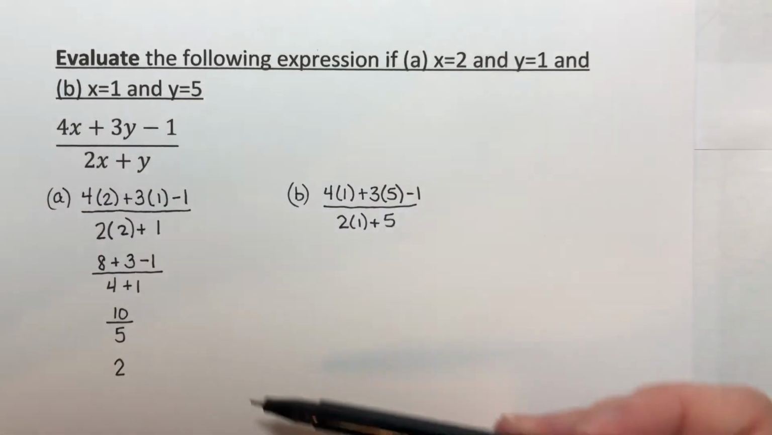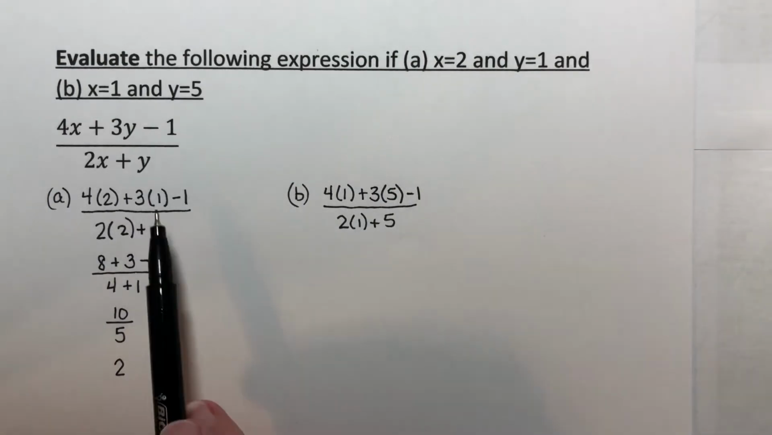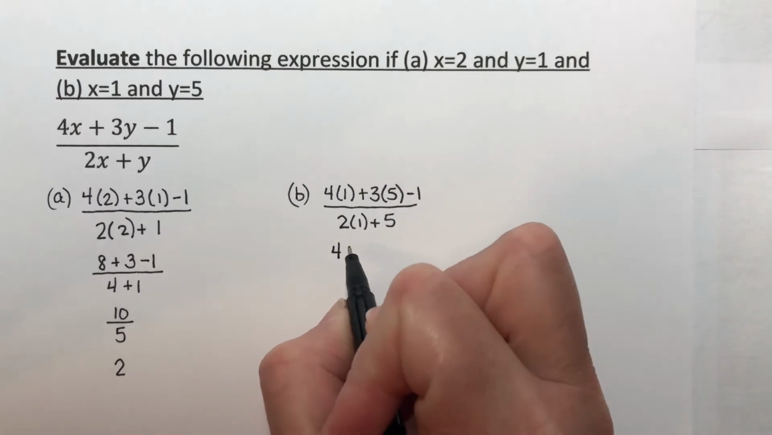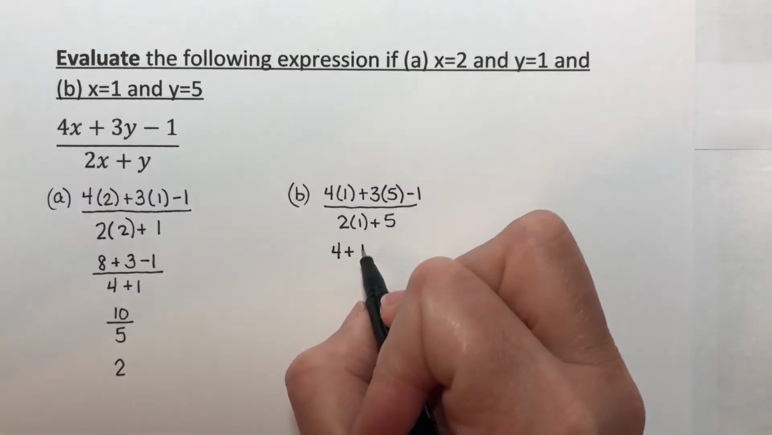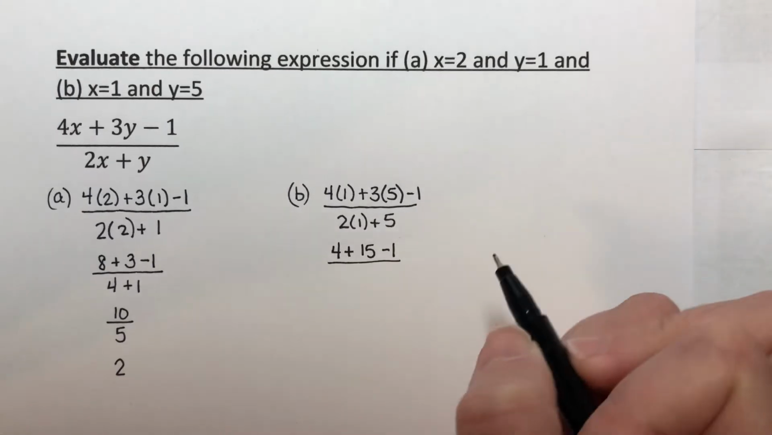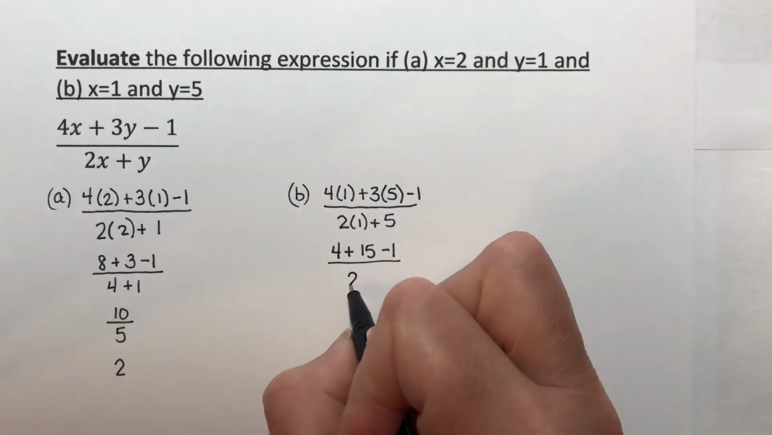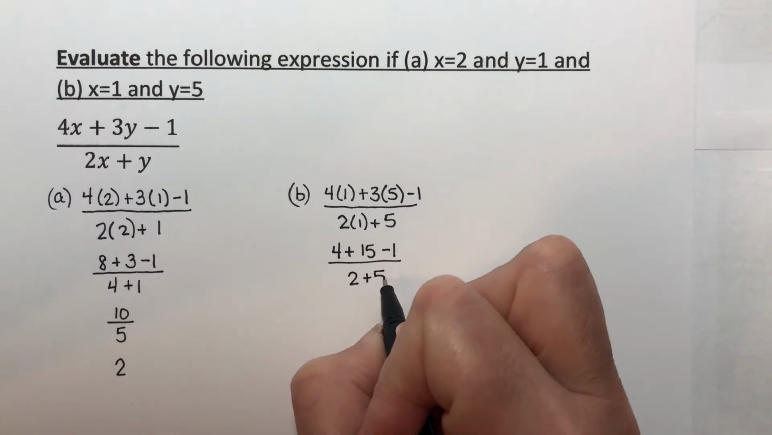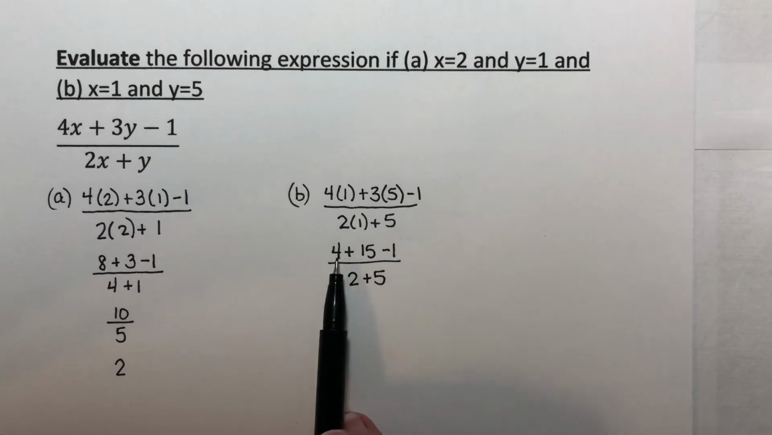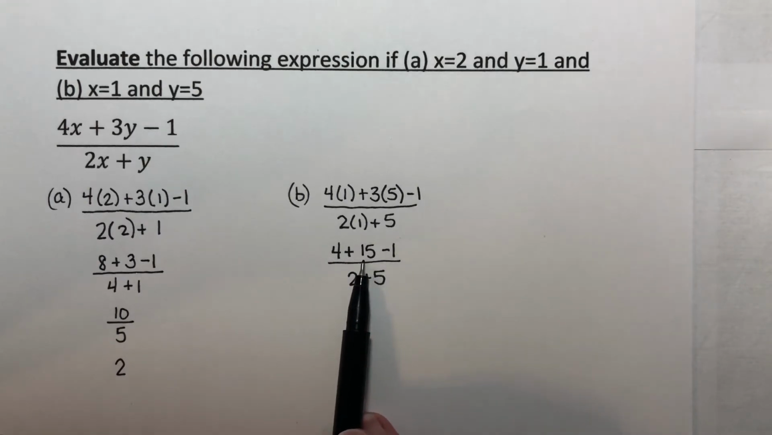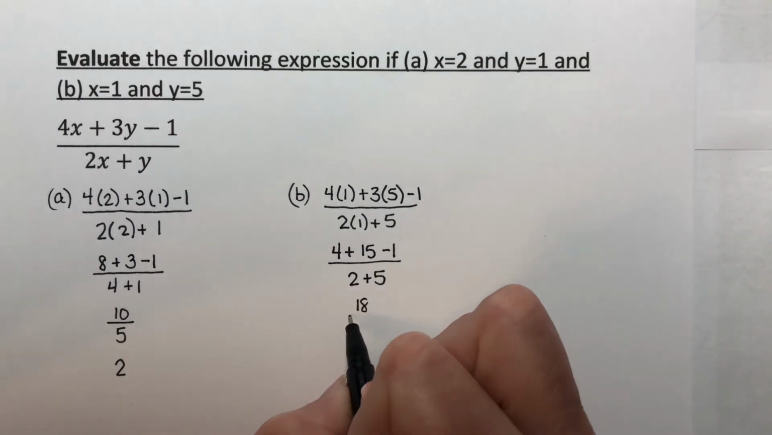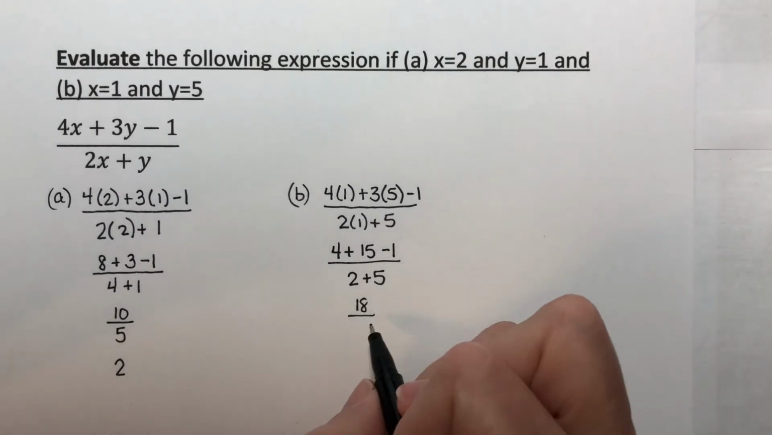Now, same basic order of operation steps we have here. We do the multiplications first. 4 times 1 is 4, plus 3 times 5 is 15, minus 1, over 2 times 1 is 2, plus 5. Okay, now let's do the additions and subtractions. 4 plus 15 would be 19. 19 minus 1 is 18. 2 plus 5 is 7.